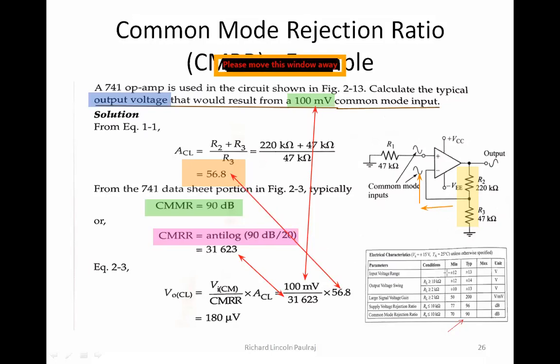So are we getting about 180 microvolts? Please verify. Yes, sir. Rounding off, we get that. Yes, yes. So ultimately, we are getting about 180 microvolts. So what is it that we are understanding from this problem?